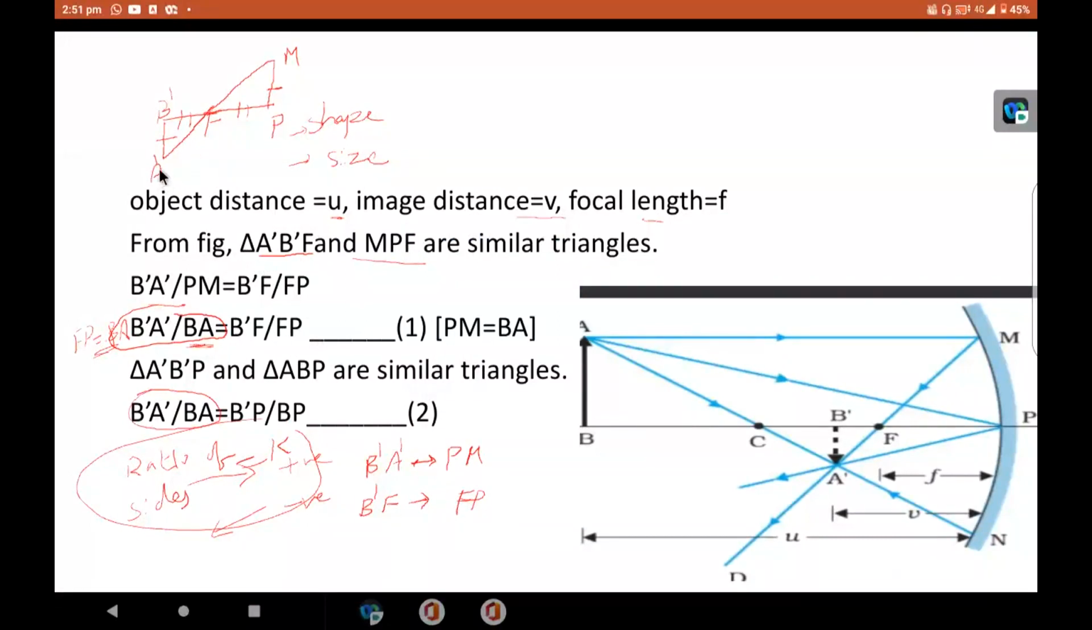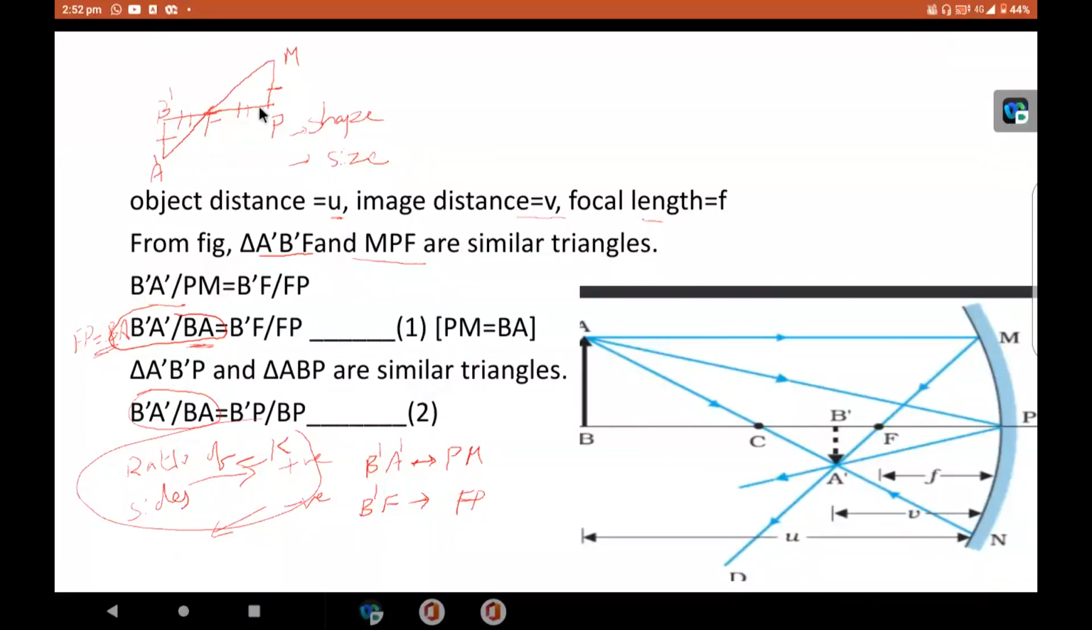In this one, A dash B dash is the height of the image, and PM is the perpendicular drawn from F. Okay, this ratio we have taken. Another corresponding side is B dash F by FP. These two triangles are similar triangles. That's why the corresponding sides' ratio will be equal. Using that concept of similarity, we have taken the ratio of corresponding sides. That is B dash A dash by PM equal to B dash F by FP.